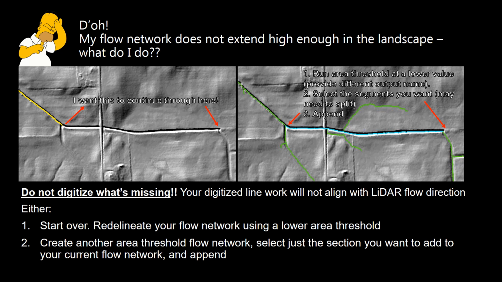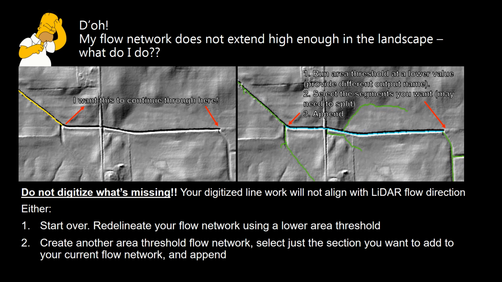You can either start over and redelineate your flow network using a lower area threshold, but if you rerun that tool, that means that everything that you've originally changed to a 1 is going to go back to being a 0. So we don't really want to do that.